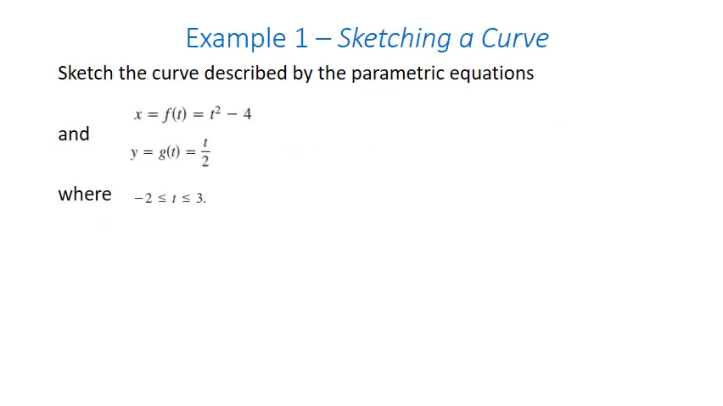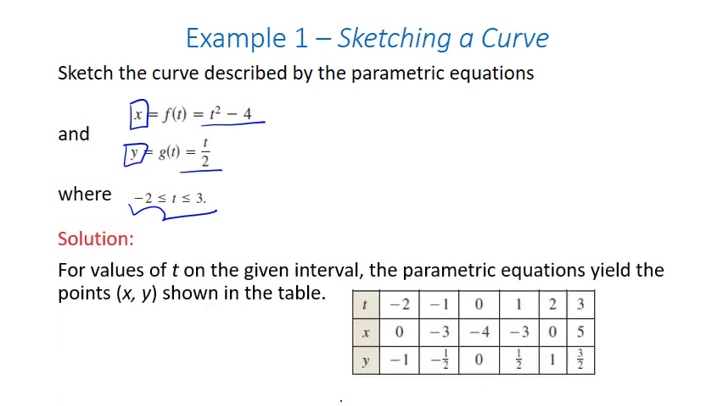Here in this example, it says sketch the curve described by these parametric equations. So here we can see what x is. X is this in terms of t, and y is this in terms of t. And we are only interested in values of t from -2 to 3. So the solution here is found by taking these values on the interval of t and simply plugging those values into the parametric equations. So when t is -2, we will have this ordered pair.